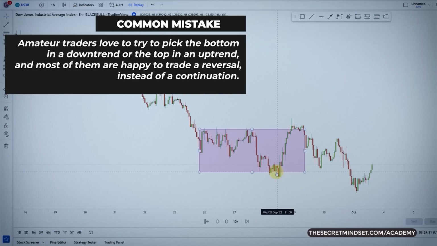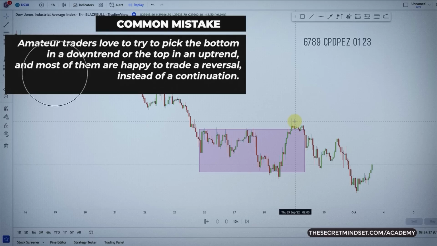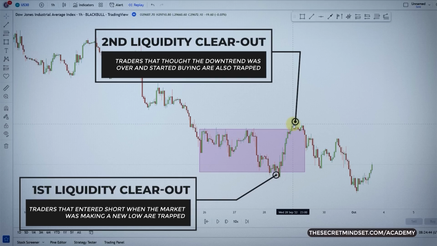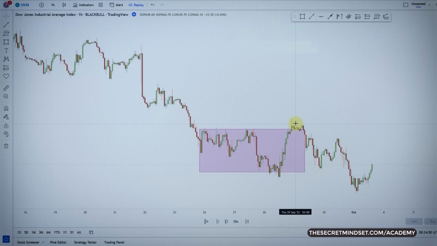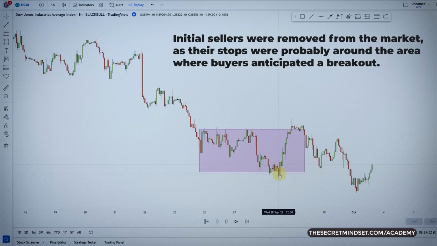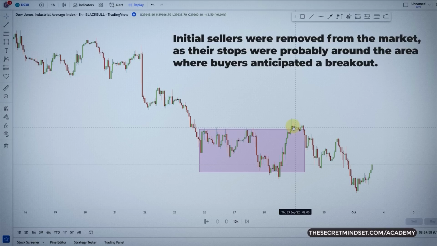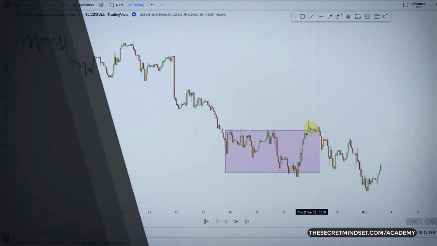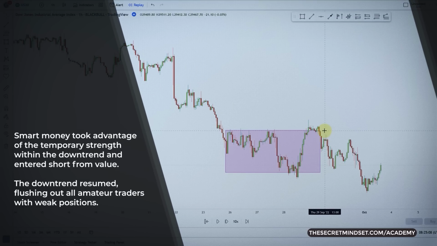On each of these false breakouts, in this example, two different types of traders were trapped. First, traders that entered short when the market was making a new low, and the second batch of traders that thought the downtrend was over, so they started buying. So initial sellers were removed from the market, as their stops were probably around this area, where buyers anticipated a breakout.